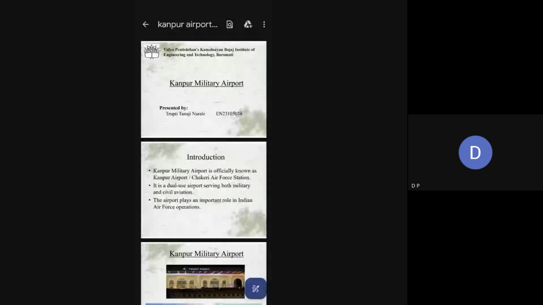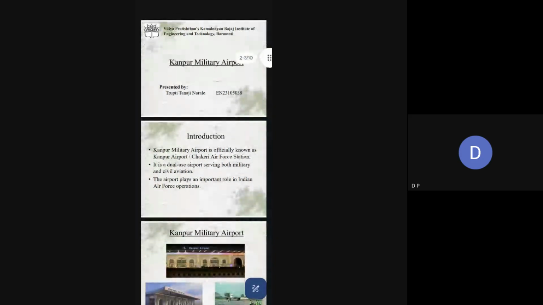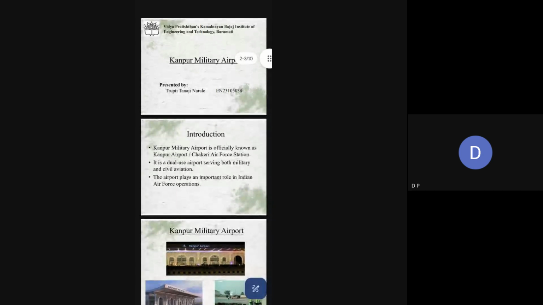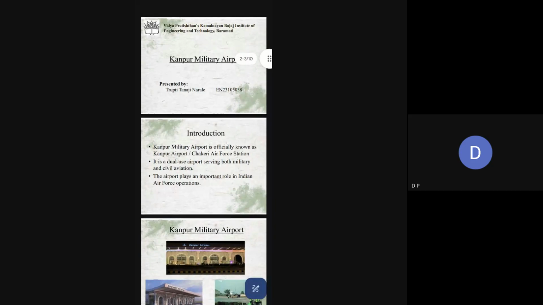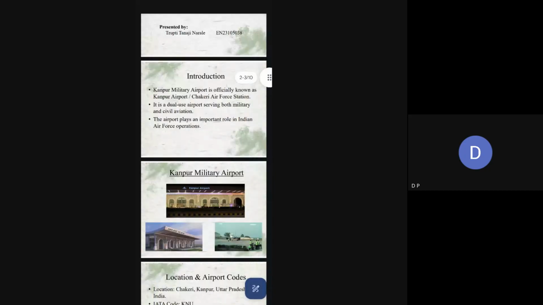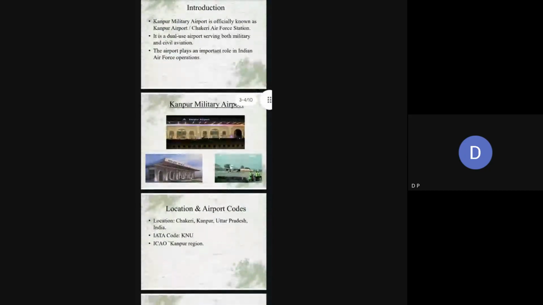Sir, my name is Trupti Nare, roll number 38. Good morning, sir. My topic is Kanpur Military Airport. Introduction. Kanpur Military Airport is officially known as Kanpur Airport, Chakeri Air Force Station. It is a dual-use airport serving both military and civil aviation. The airport plays an important role in Indian Air Force operations.